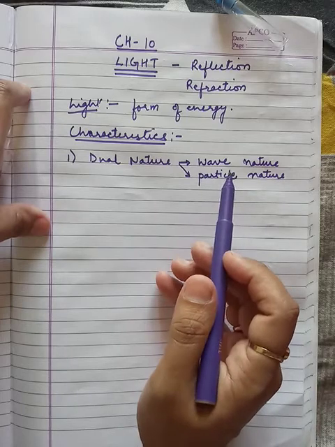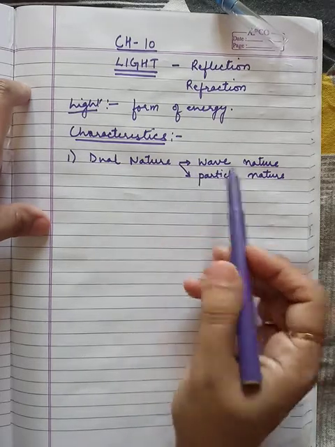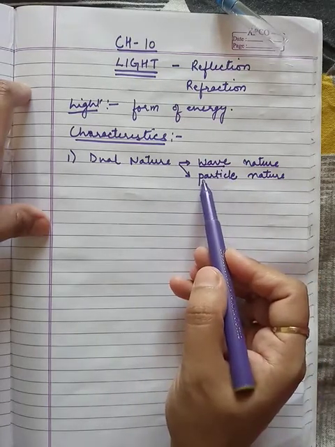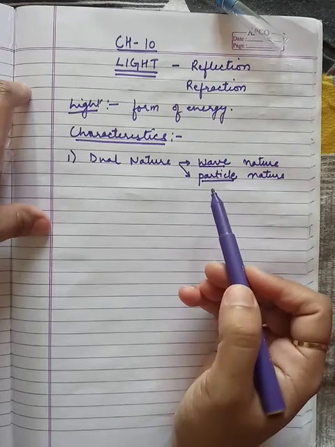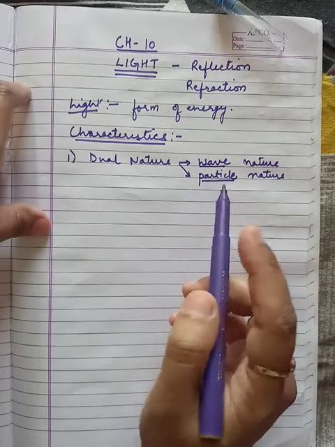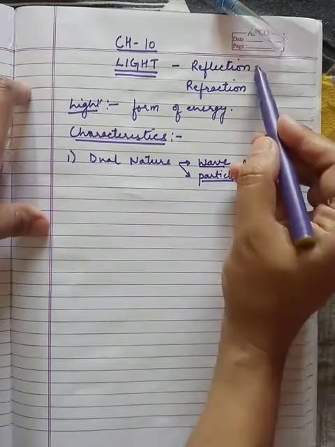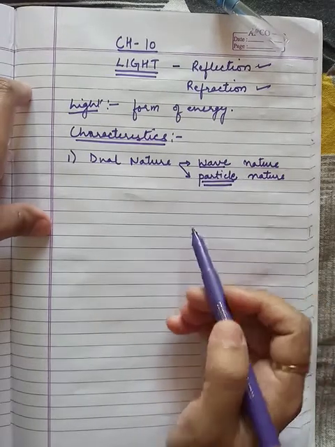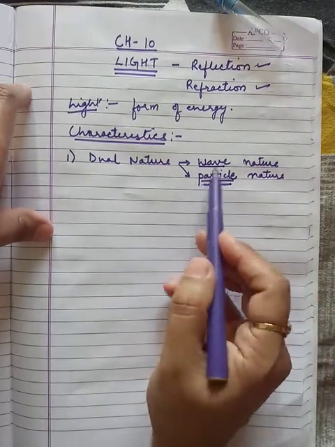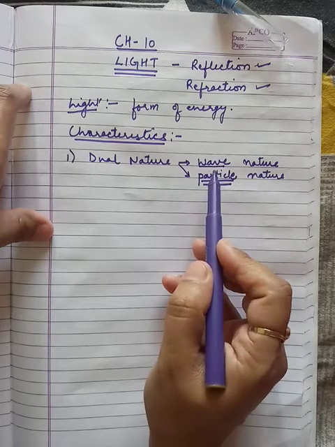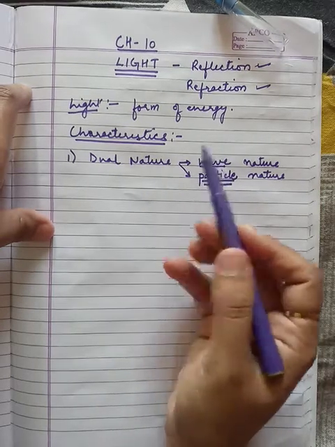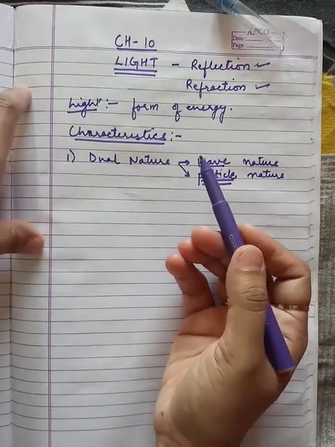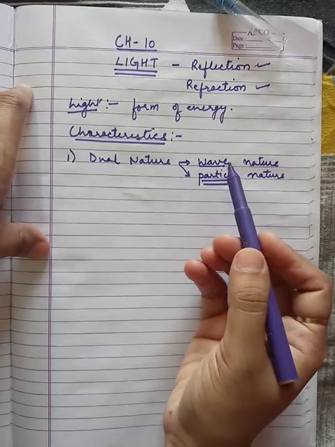Some phenomena we can explain with the help of wave nature, and some phenomena we can explain with the help of the particle nature of light. In this chapter, we are going to study two phenomena, I told you, and these two phenomena are based on the particle nature of light. So we are going to deal with the particle nature only. Wave nature and the phenomena related to that, we will be dealing with in your higher classes. Okay, in class 12 you will study about that.